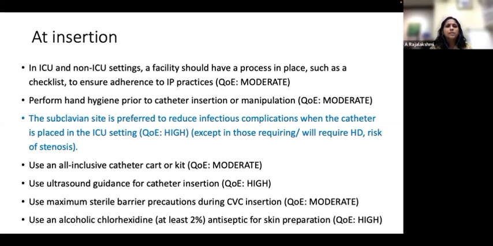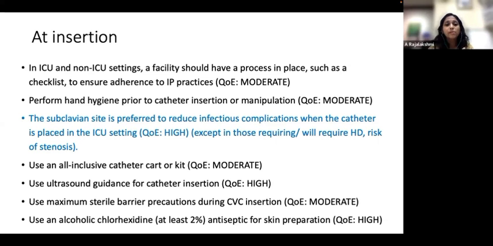The subclavian site is preferred to reduce infection complications when the catheter is placed in the ICU setting, except in those requiring or who will require hemodialysis, because of the risk of stenosis. Whenever you use an HD catheter, it should be an all-inclusive catheter kit so that you don't have to run around to bring in new items. Use ultrasound guidance for catheter insertion, but you still have to follow all the sterile precautions. The ultrasound probe should be covered with a sterile sheath.